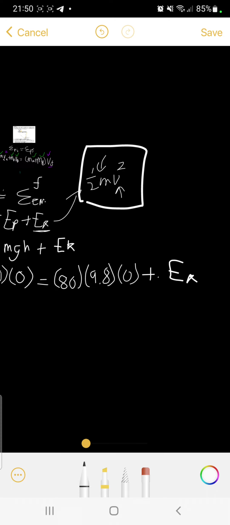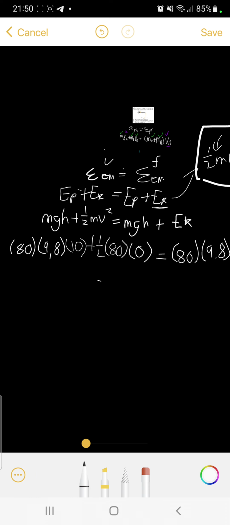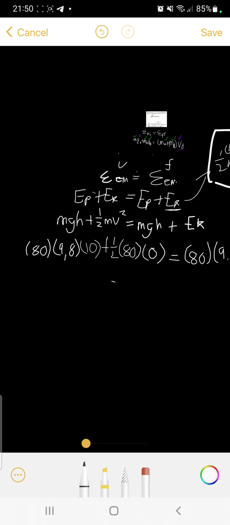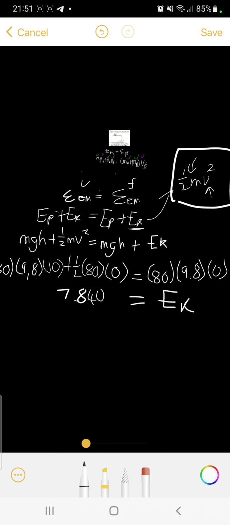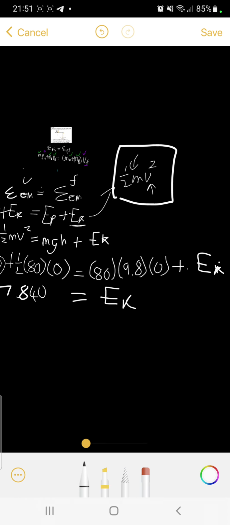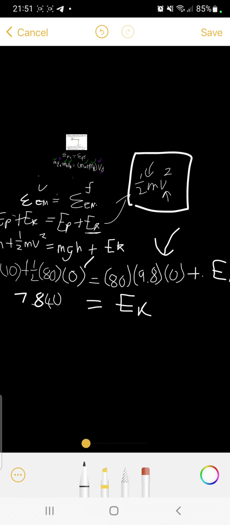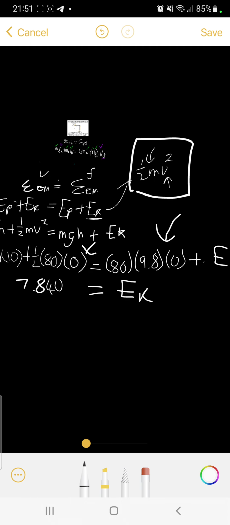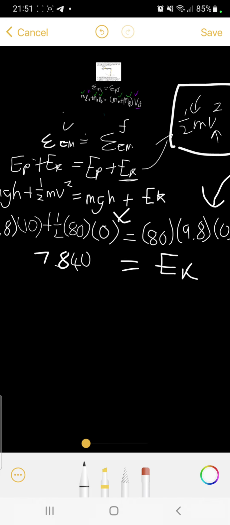So we don't need to fill in those values, because we are looking for EK anyways, right? Of course here we can just type on our calculator 80 times 9.8 times 10, which gives us 7,840. And this product is going to give us 0 because we're multiplying by 0 anyways, and this is also going to give us 0. So we just leave it like that, and then it's equal to EK.